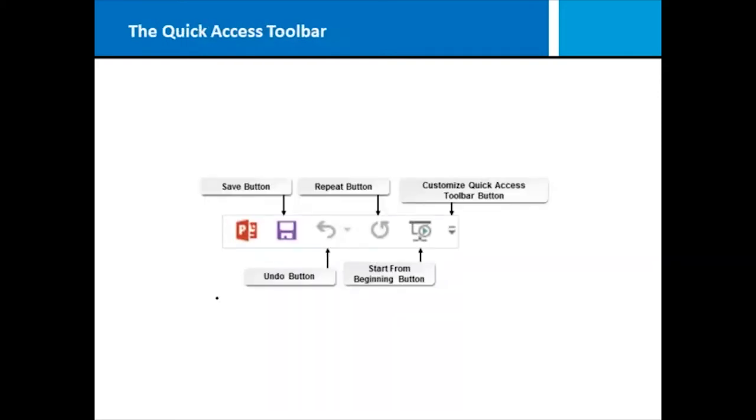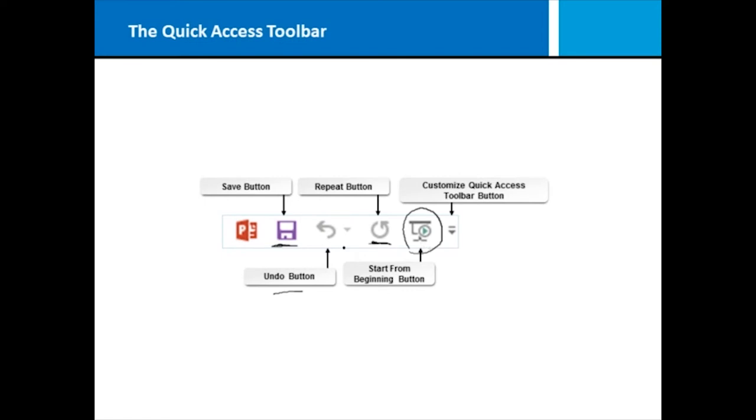When I was talking about the parts of the screen, I showed you the quick access toolbar in the upper left-hand corner. Let's just review that and make sure you understand your choices there. By default, you get a save button, you get an undo button that undoes your last step, you get a repeat, basically a redo, and then this particular button is very specific to Microsoft PowerPoint. It allows you, when giving your presentation, to start over from the beginning, going to slide one.